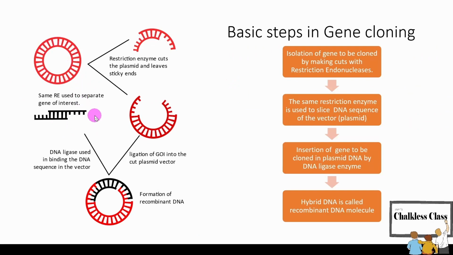If we use the same restriction endonuclease, it will leave sticky ends in the plasmid as well as the gene of interest. With the help of DNA ligase, we have to insert the gene of interest into the cut DNA sequence. Now, the formed DNA is the hybrid DNA. It is also called chimeric DNA.